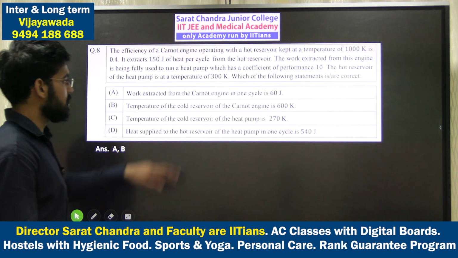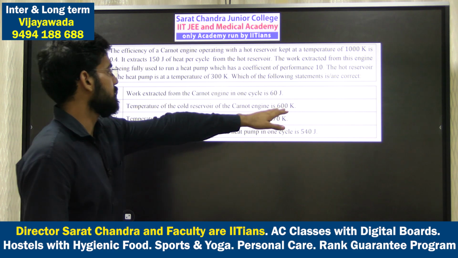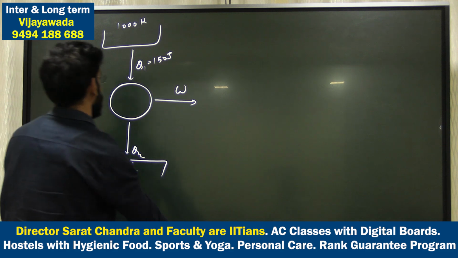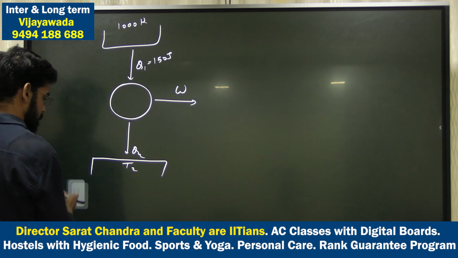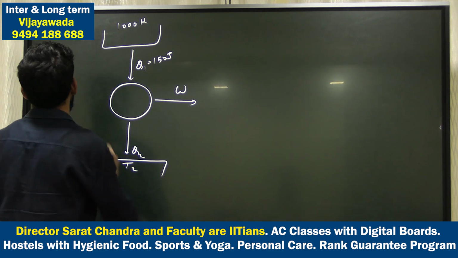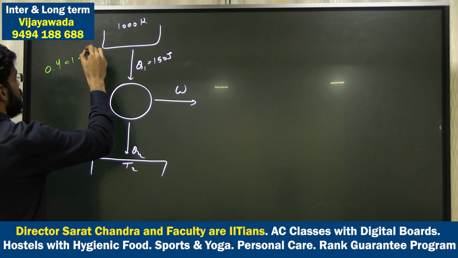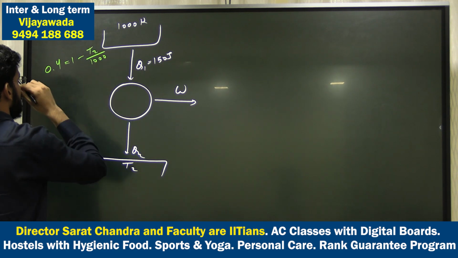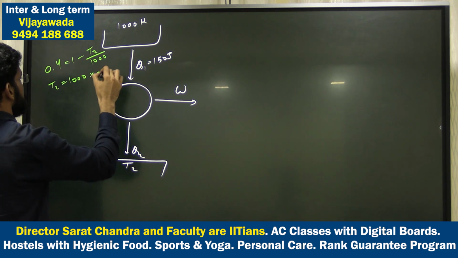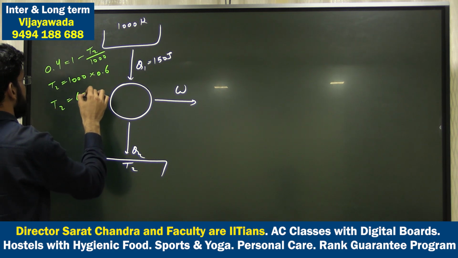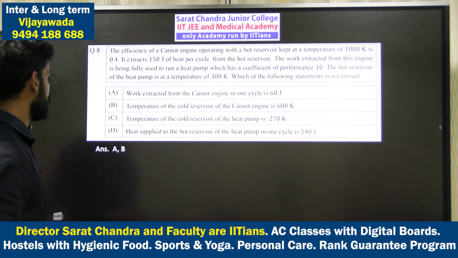If you see, 2 options are for Carnot engine and 2 options are for heat pump, right? So let's solve for the engine. So he's asking the temperature. Let's calculate this temperature. Efficiency is given, 0.4. So you can do here: 0.4 equals 1 minus T2 by 1000. Okay. So you can say T2 is equal to 1000 into 0.6. T2 is equal to 600 Kelvin. Okay. Is it 600 Kelvin? Yes. So B is your correct answer.